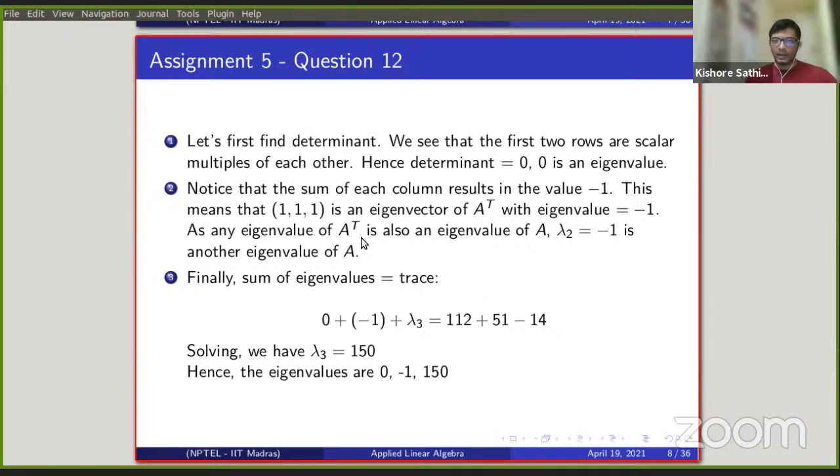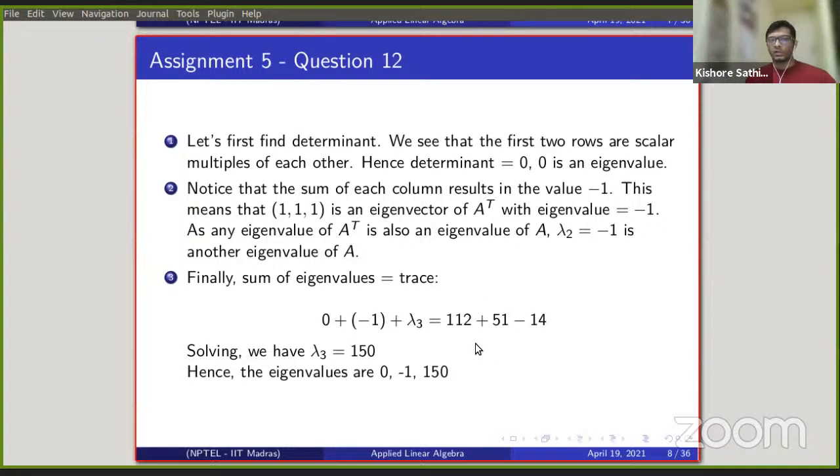And we now have to use the additional property that any eigenvalue of A transpose is also an eigenvalue of A. So by using this property, since minus 1 is an eigenvalue of A transpose, it will also be an eigenvalue of A. So we have our second eigenvalue, minus 1. And finally, we use the trace condition: 0 plus minus 1 plus our third eigenvalue, lambda 3, is equal to the sum of the diagonal elements, 112 plus 51 minus 14. You can simply move the minus 1 to the other side, and lambda 3 is equal to 150. So the eigenvalues are 0, minus 1, and 150.